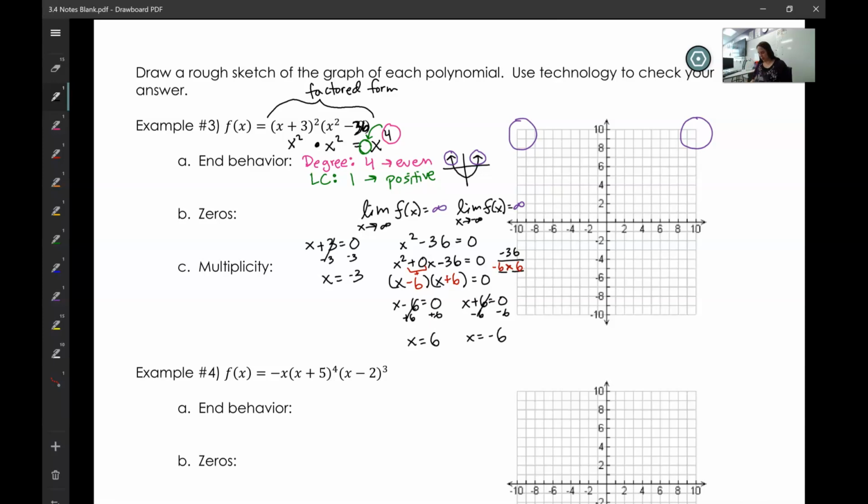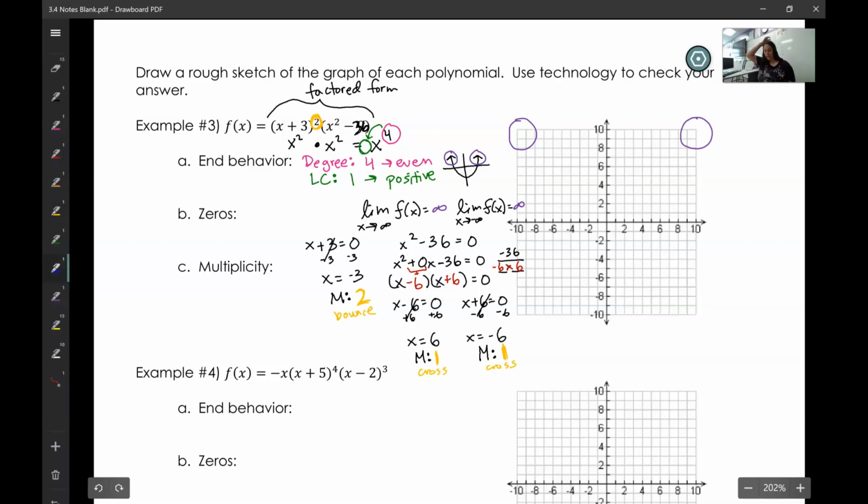Now let's list their multiplicity, which, remember, is how many times they occur in the equation. This first one, x plus 3, is going to occur twice, so it has a multiplicity of 2. This next one, x minus 6, only occurs once. And the x plus 6 only occurs once. So this one is going to bounce, and these are both going to cross.